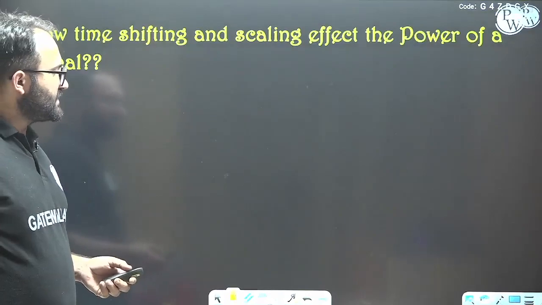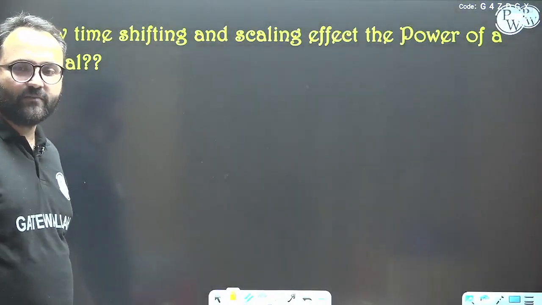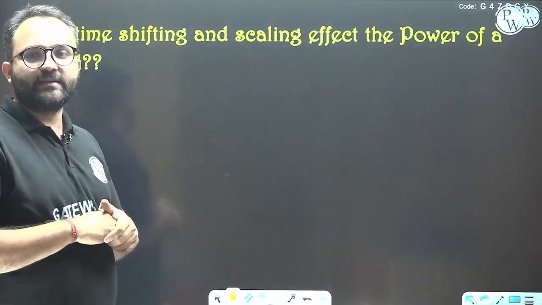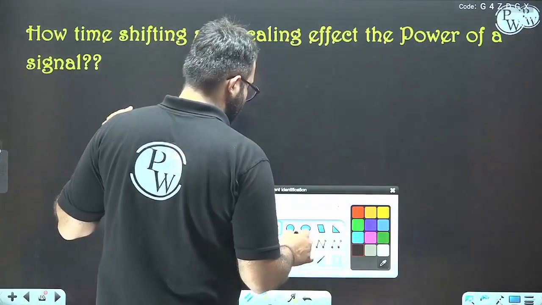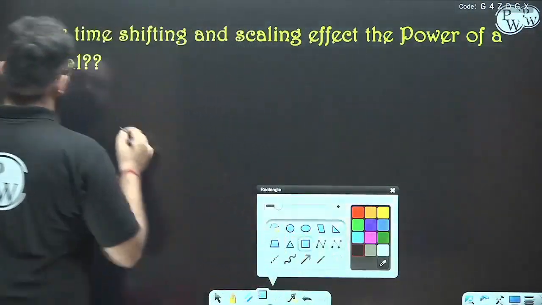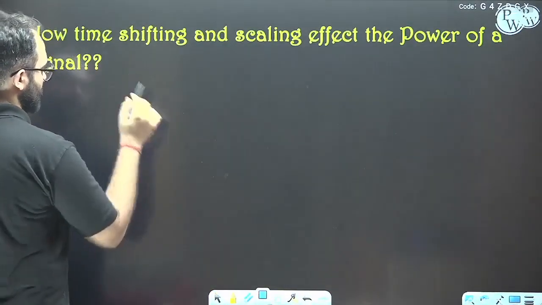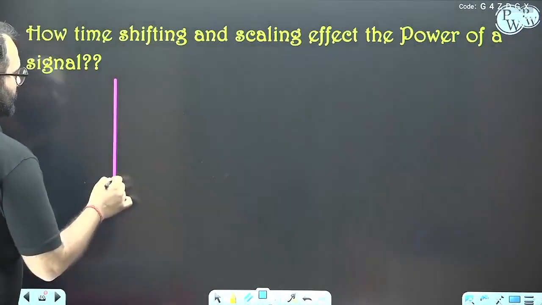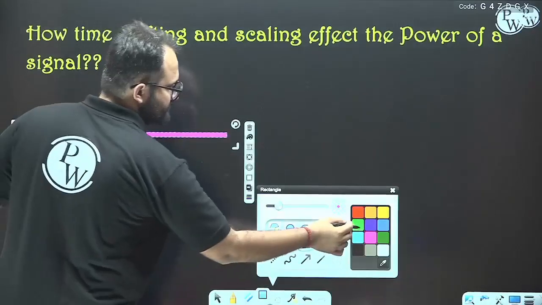Now, how do scaling and shifting affect the power? For this explanation, first of all, let me take an example for more clarity. Suppose we have a periodic signal, and it is a rectangular signal.